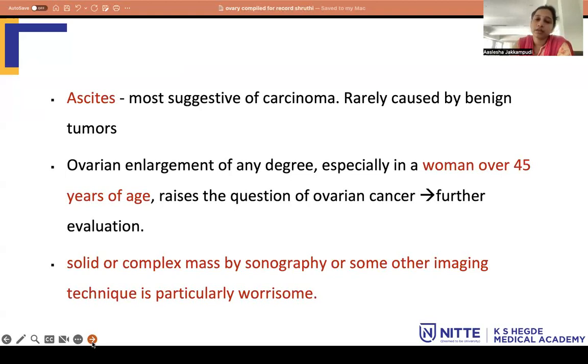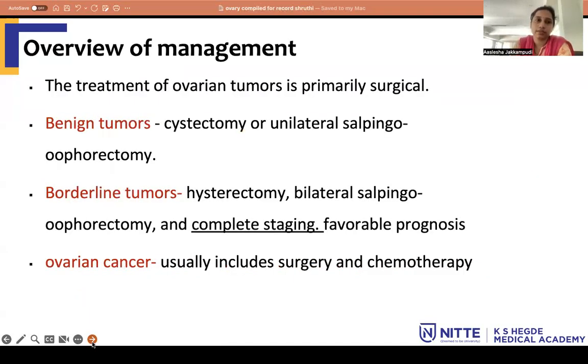And whenever the patient is undergoing sonography or any other imaging technique, if there are cysts with solid or complex architecture, it is particularly worrisome and you have to work up for ovarian cancer.